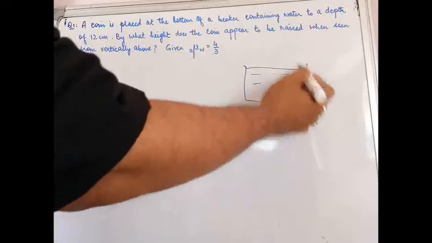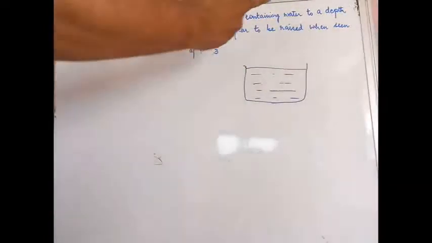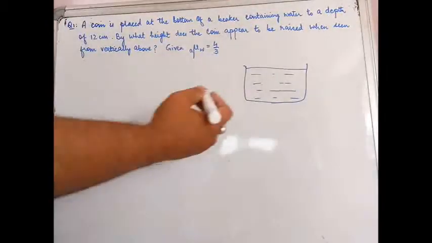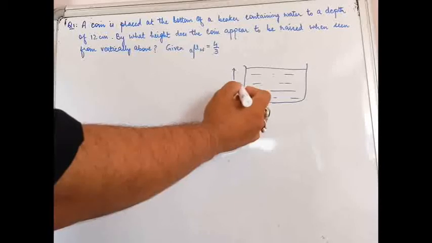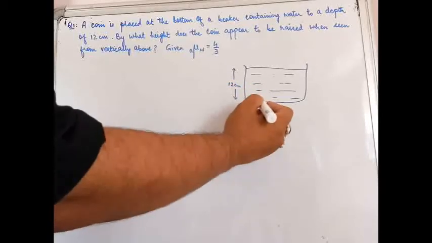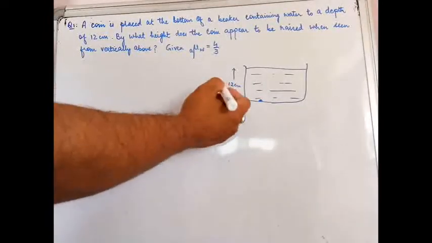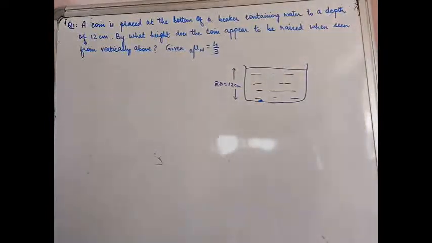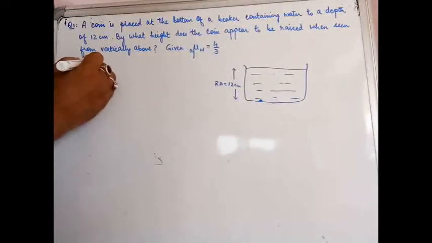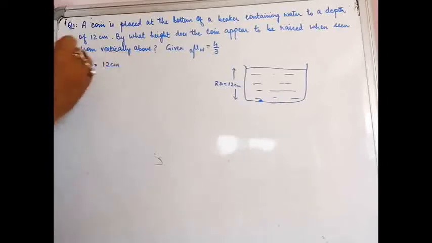It is filled with what? Containing water, okay. So it has water inside it to a depth of 12 centimeters. So this entire depth that you have is 12 centimeters. So obviously the coin is kept somewhere here. So what is this 12 centimeters? Immediately you will recognize that this is nothing but the real depth. So the first piece of information that we have is RD is equal to 12 centimeters.